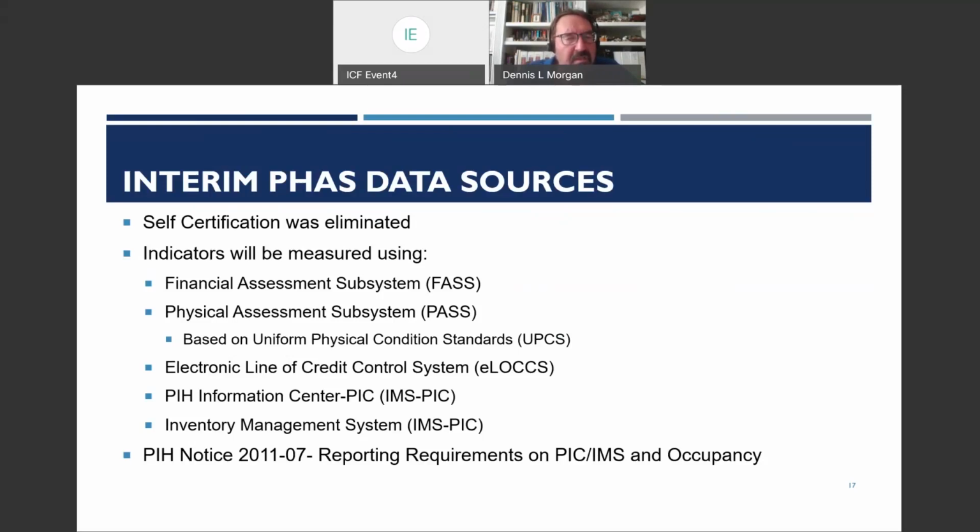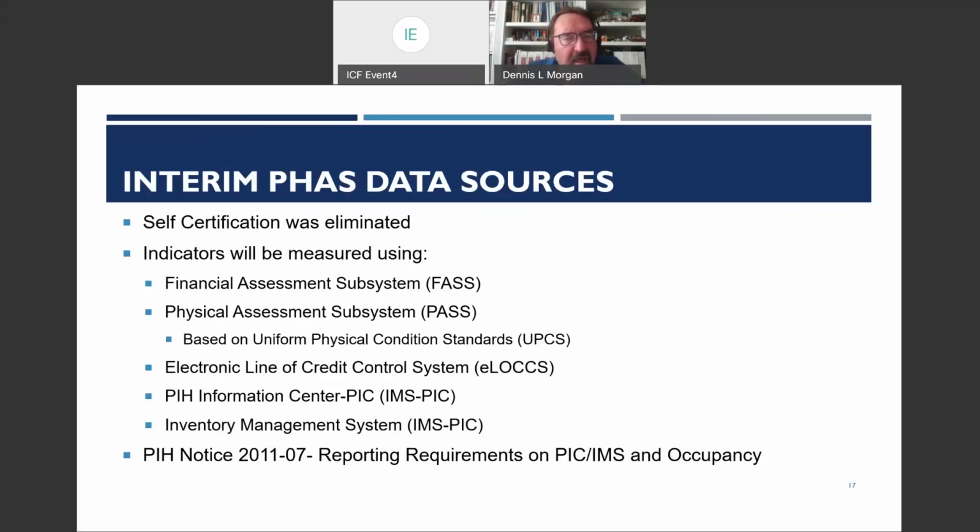It aligns you with the PIC system. It aligns you with your inventory management system. That is your system in which you tell what is happening on that public housing unit. In other words, if I pull it offline for fire, do I have some extended damage in there? Is it going to be offline for a period of time related to capital funds?